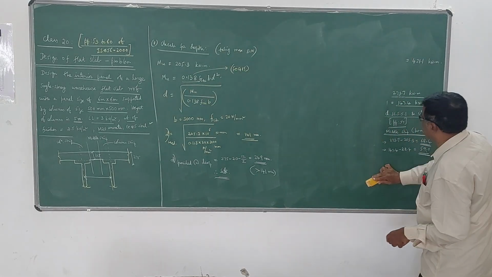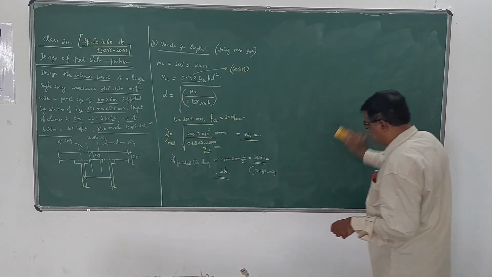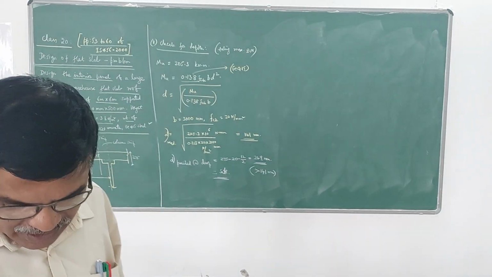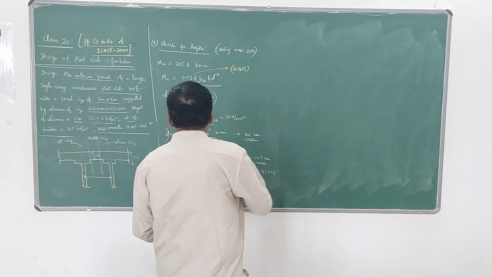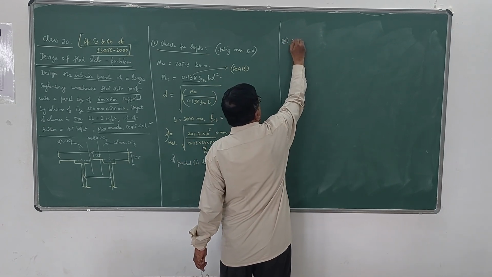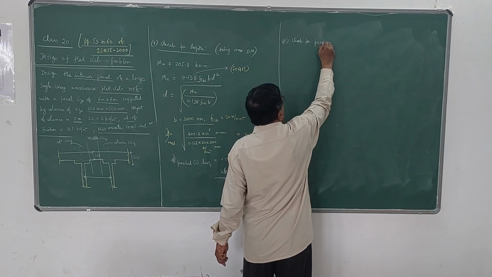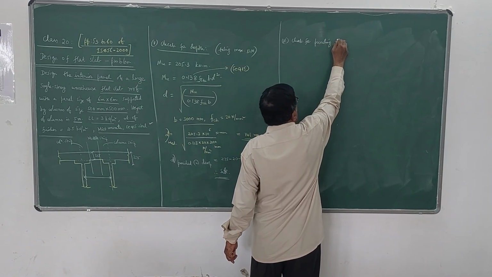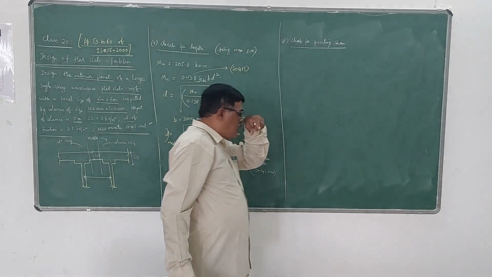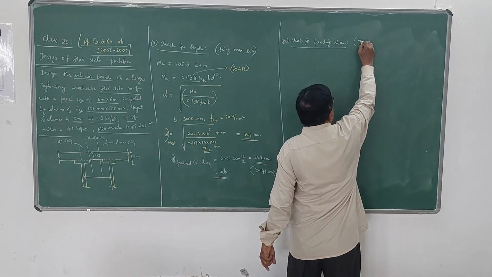So step number 6, check for punching shear, or two-way shear. It is also called two-way shear.